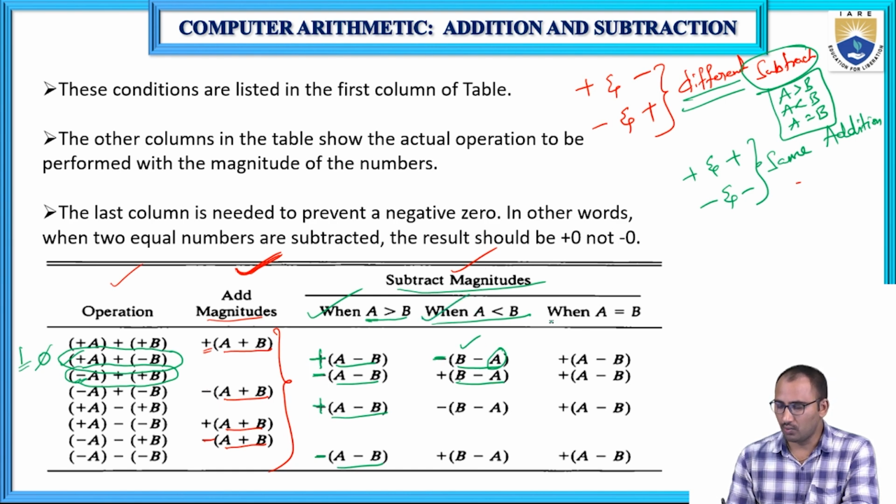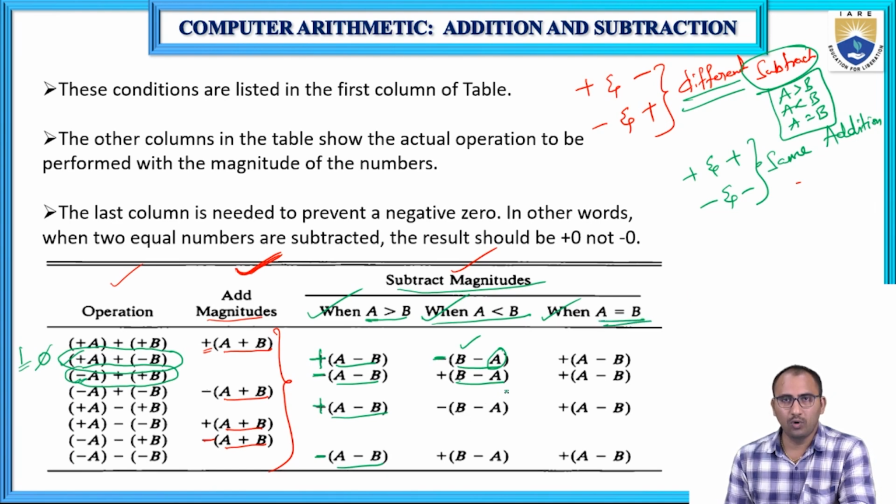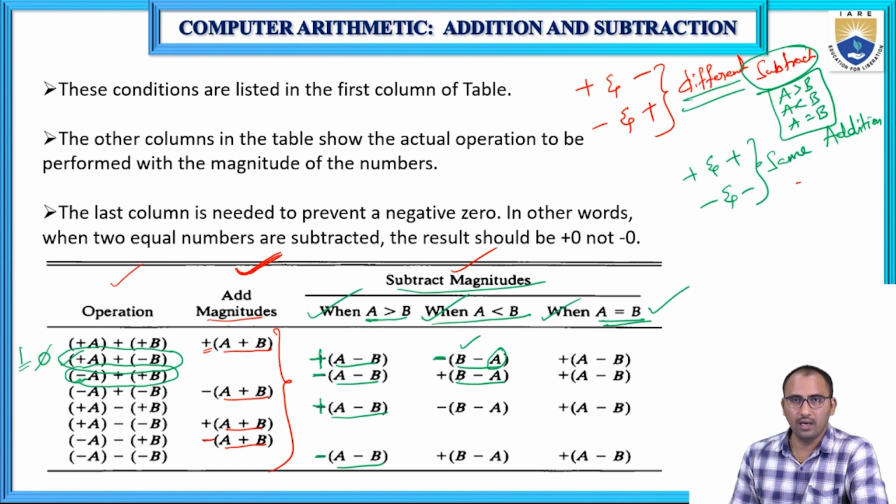Third one, A is equal to B. Suppose the values of both the registers are the same. When you subtract any two numbers like this, we have to get a positive 0. We should not get a negative 0 because negative 0 does not exist. So that's why we have to get the positive 0. When A minus B, if the A and B values are the same, then you will get 0, and here plus is there, so that means plus 0. So these are all the zeros.